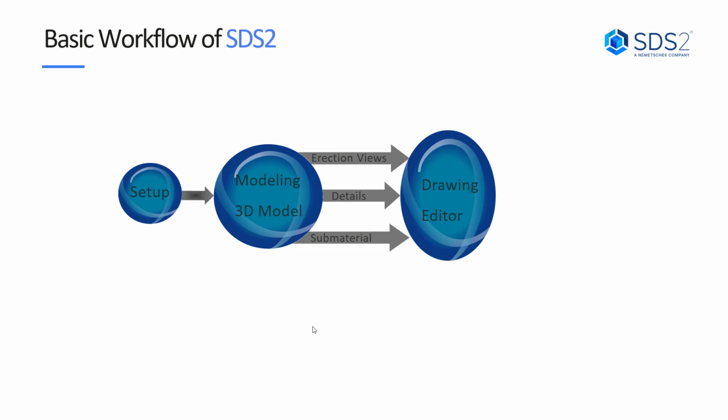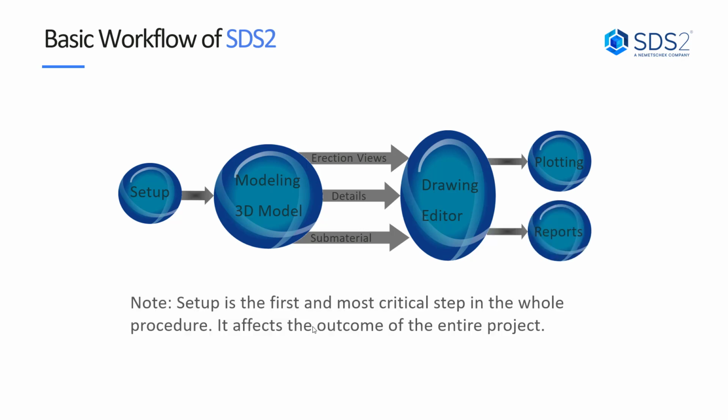So this concept is true even when working on certain sections of a job. You would still want your setup to be done first, but then modeling and detailing could happen in sections as needed for approval or submittals. And then from Drawing Editor, you can go in and you can plot, and you can also run any reports that you may need from your model.